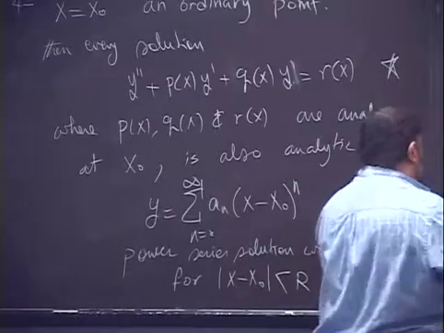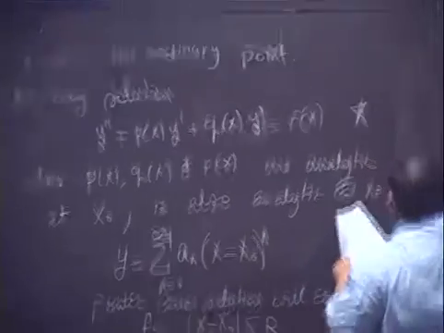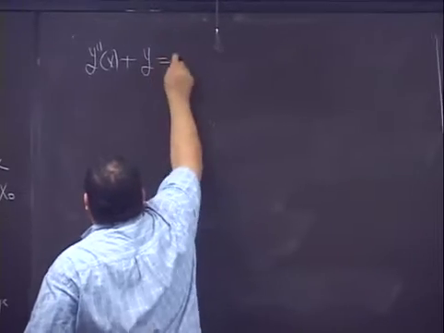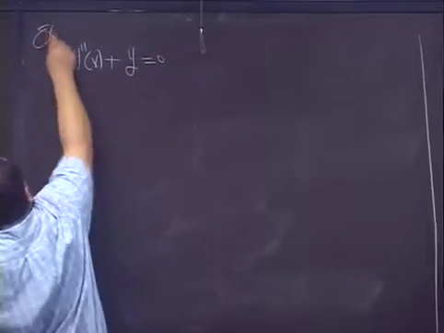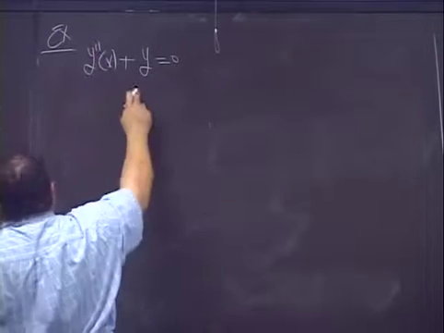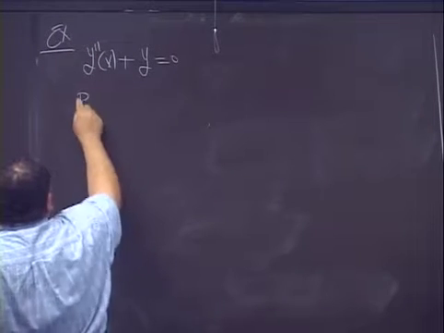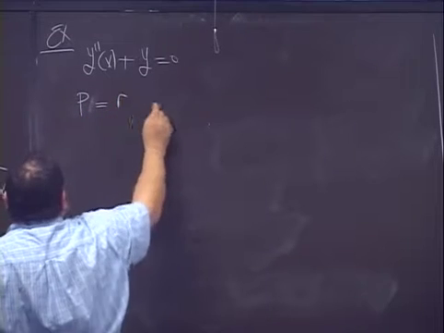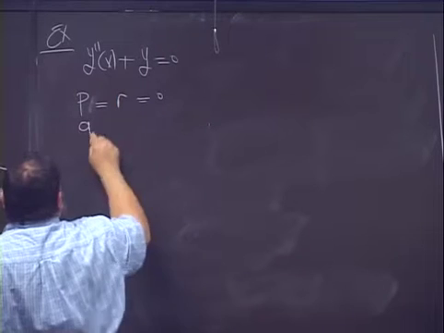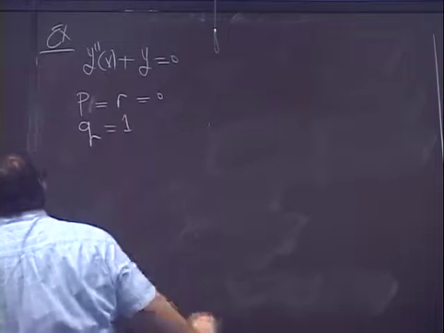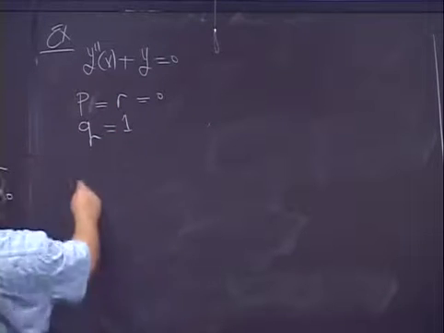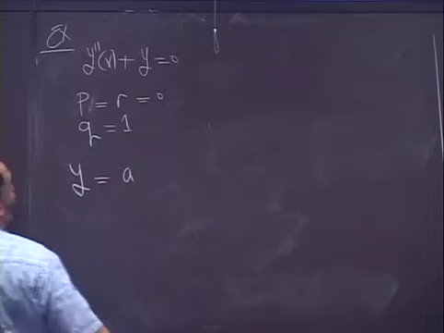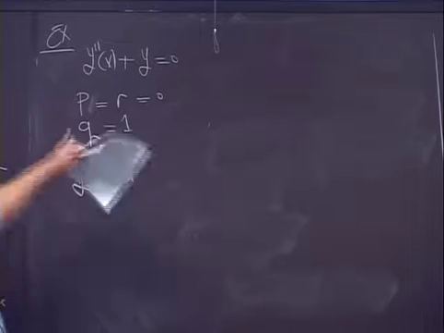So our example is y double prime of x plus y equal to 0. So what's the solution for this one? Here, b of x is equal to r of x is equal to 0, and q is equal to what? 1. We knew that this solution is what? Come on, guys. What's the solution for this one?